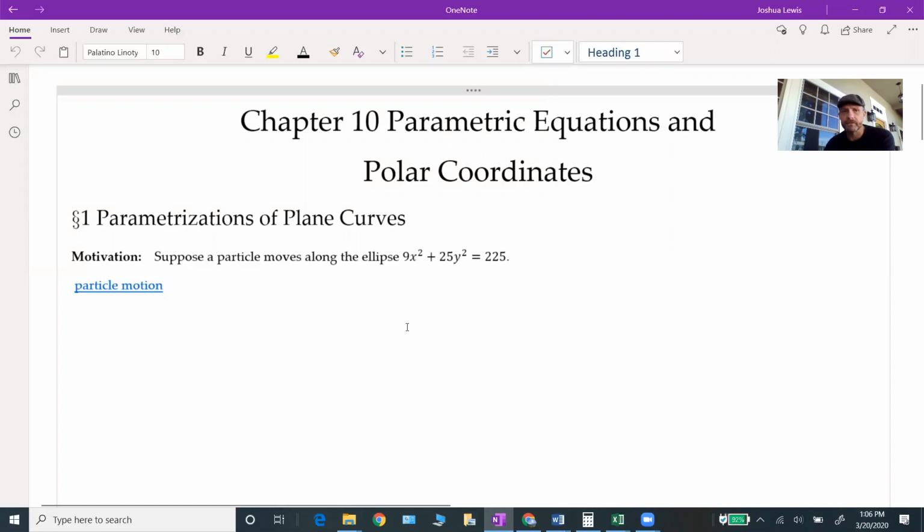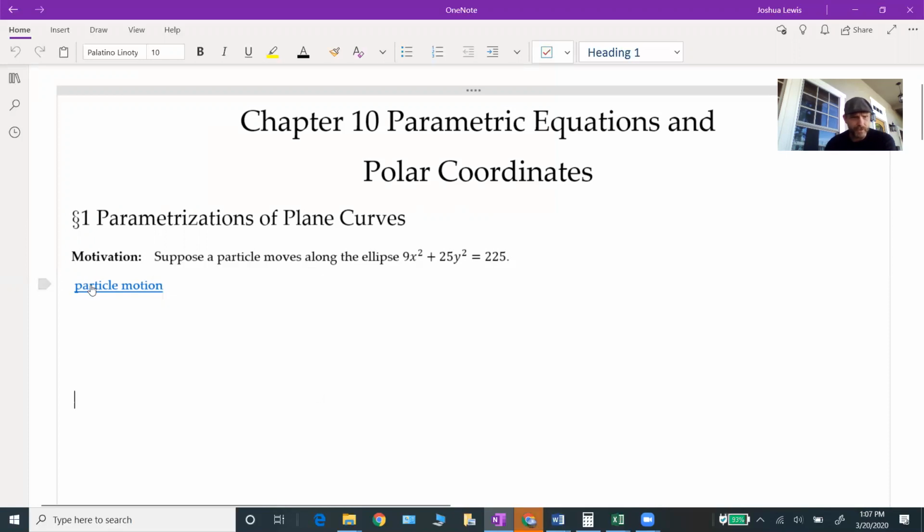equals 225. Now, the first thing we might notice is that that ellipse doesn't allow us to have y as a function of x, okay? So it's not simply a case of identifying some x value and being able to figure out what y coordinate goes with that. In fact, an ellipse fails to be a function, right? However, we might think about this in a different way here.